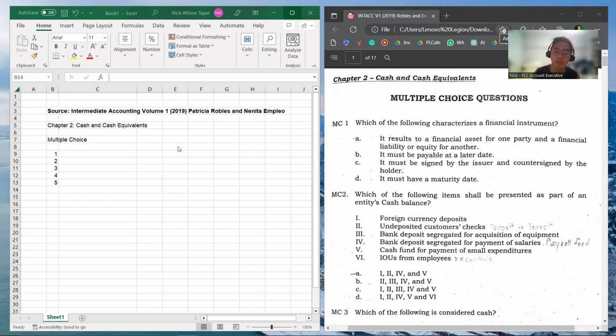So multiple choice number 1, which of the following characterize a financial instrument? Letter A, it results to a financial asset for one party and financial liability or equity for another, can be. Letter B, it must be payable at a later date. No. It must be signed by the issuer and countersigned by the holder. No. And letter D, it must have a maturity date, which is also no. So our answer here is letter A.